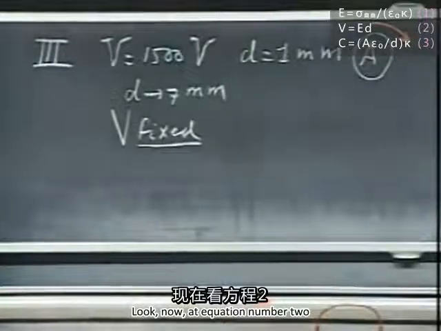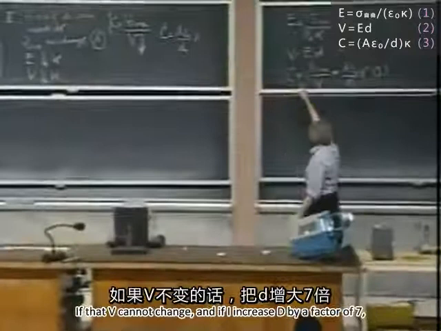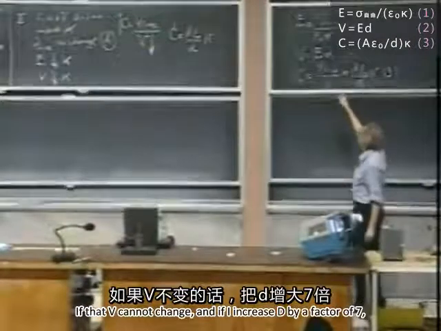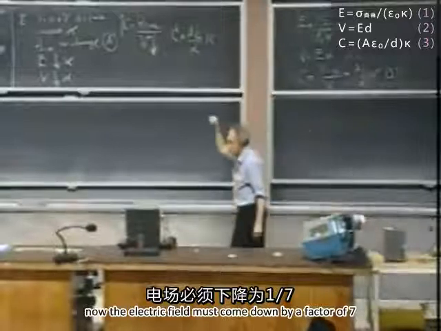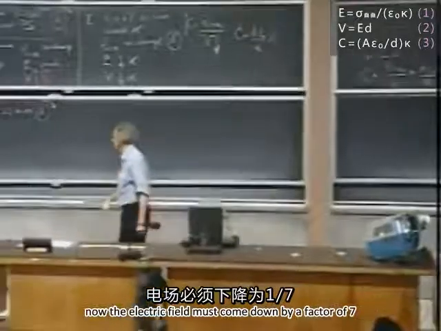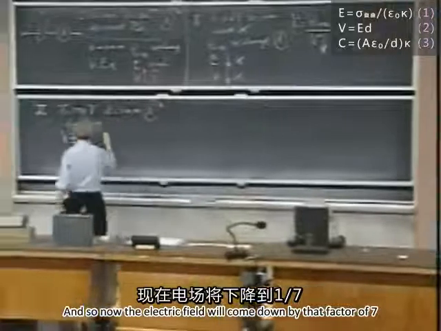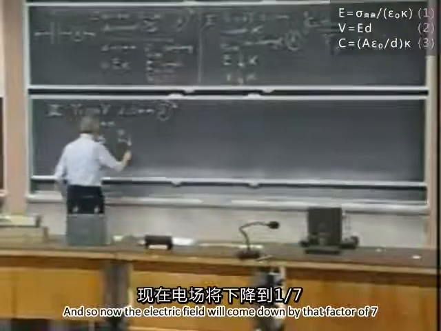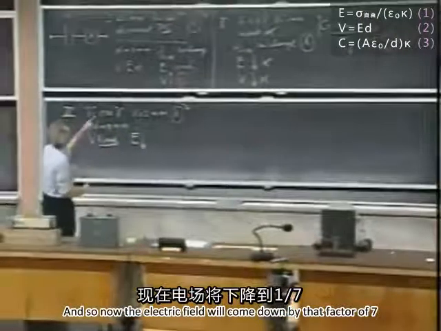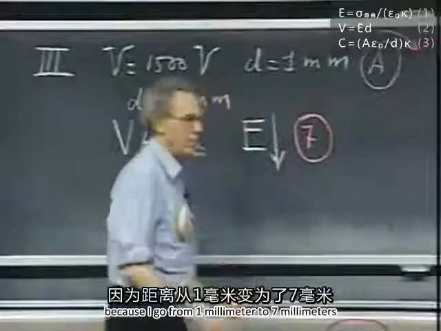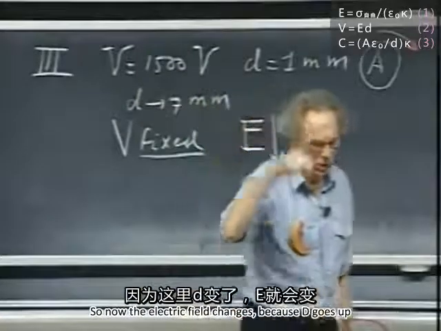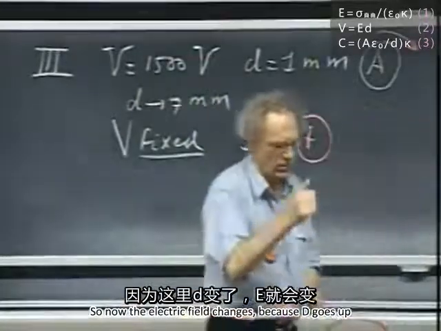Look now at equation number 2. If that V cannot change, and if I increase D by a factor of 7, now the electric field must come down by a factor of 7, because I go from 1 millimeter to 7 millimeters. So now the electric field changes, because D goes up.